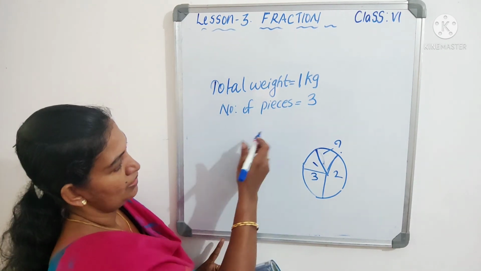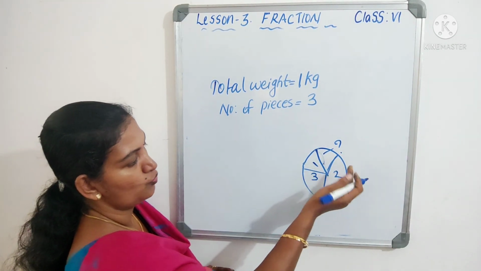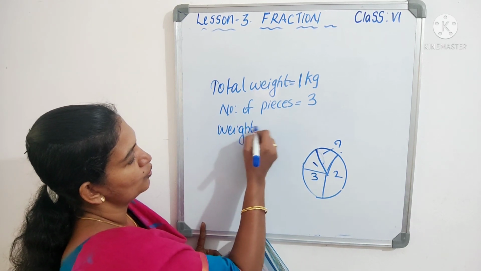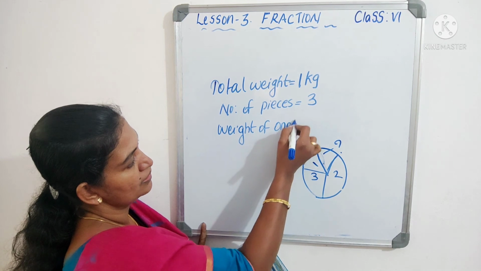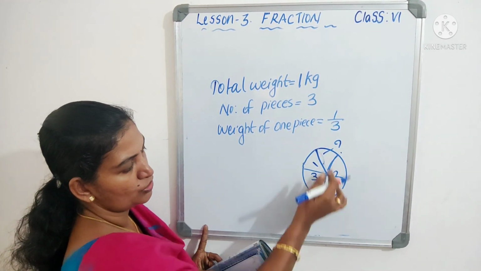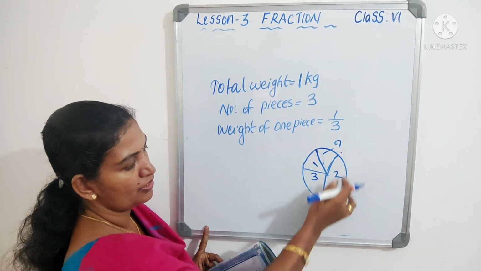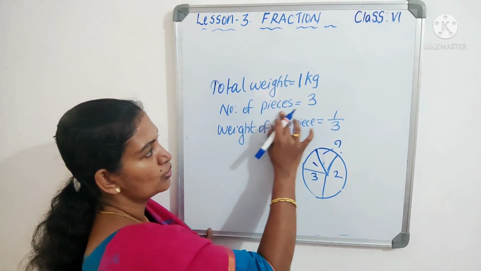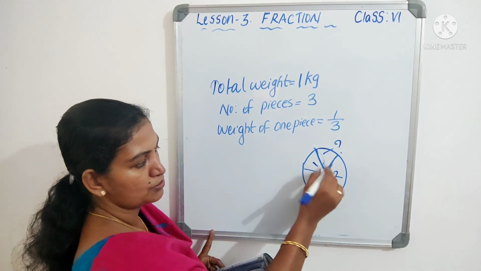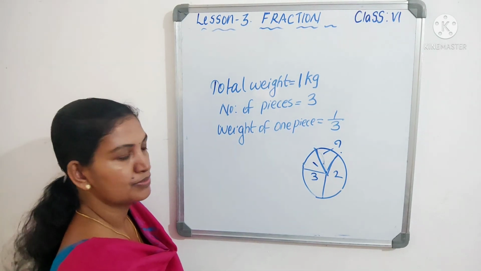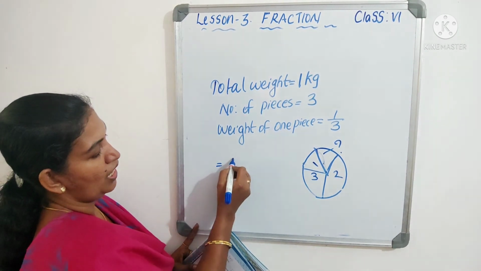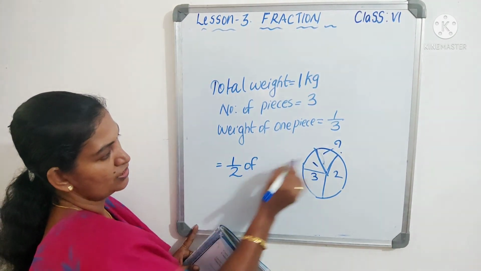Then what is the weight of one piece? Weight of one piece is equal to 1 by 3, because the total is 1 kilogram, divided into 3 equal pieces. So the weight of one piece is 1 by 3. Then again we have to divide this piece into 2 equal pieces. Then what is the weight? That we have to find. That means half of this 1 by 3.